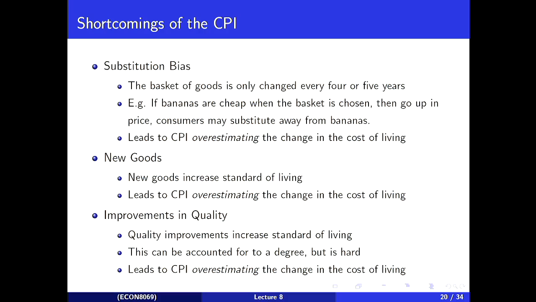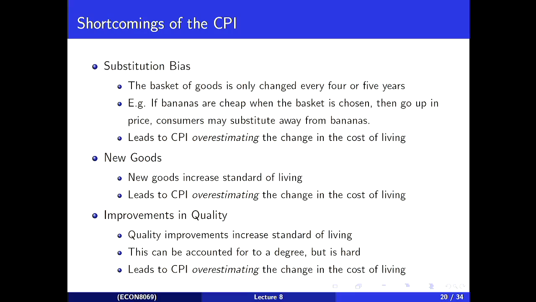So the CPI is going to overestimate the change in the cost of living. And again, reductions in quality will cause the opposite effect, but we tend to think of that not being a major part of our economy, not being a major part of our way of looking at the world.